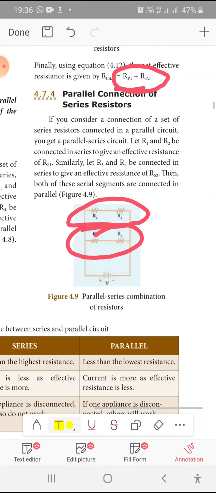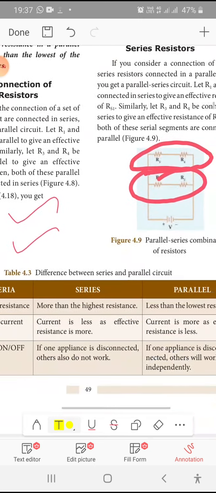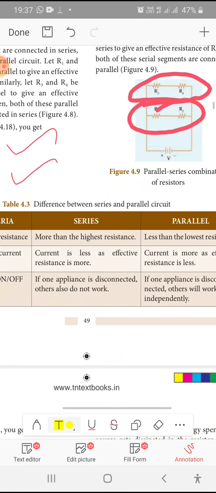In the same way, in the parallel circuit, R1 and R2 are connected in series. So add these two: effective resistance for the first, RS1, is equal to R1 plus R2. Then R3 plus R4 is the effective resistance RS2. Adding those two in a parallel way: 1 by RP is equal to 1 by RS1 plus 1 by RS2. This is the parallel connection of series resistors.